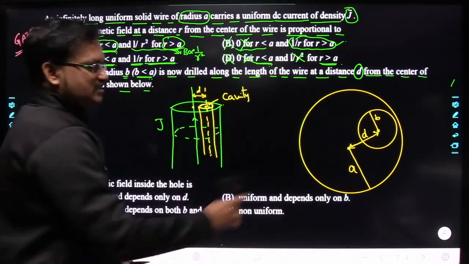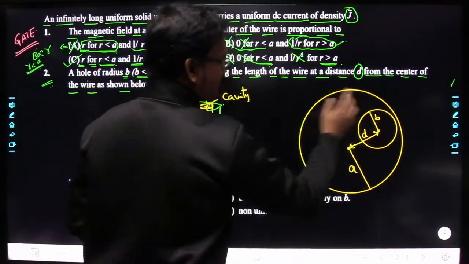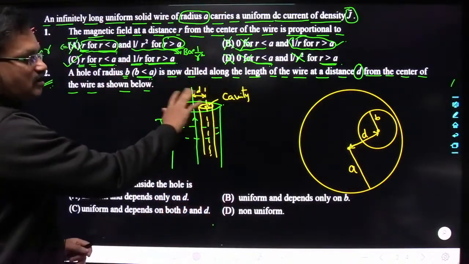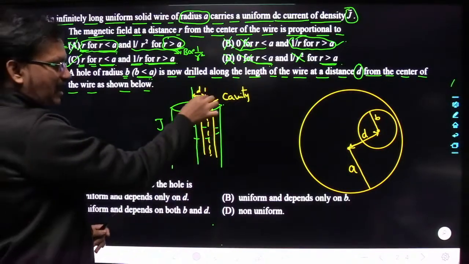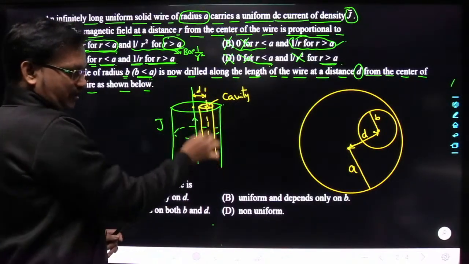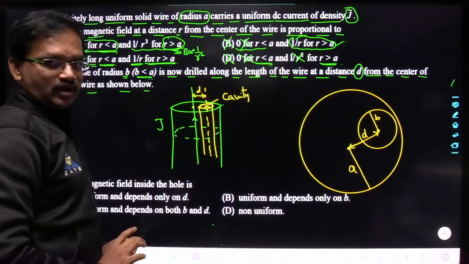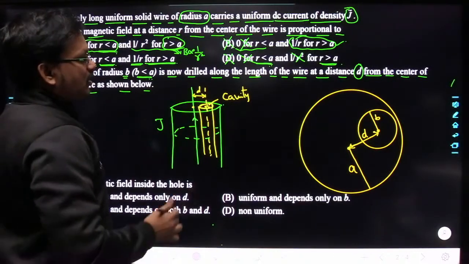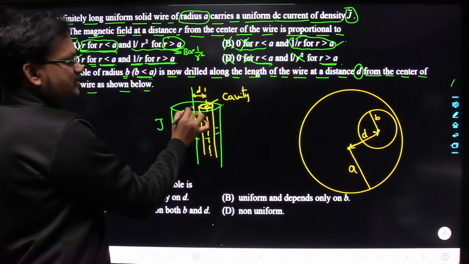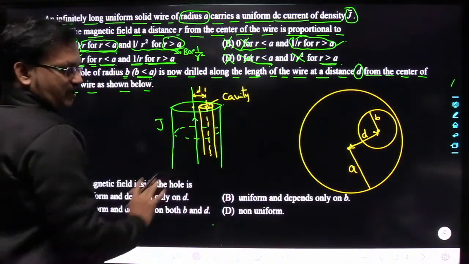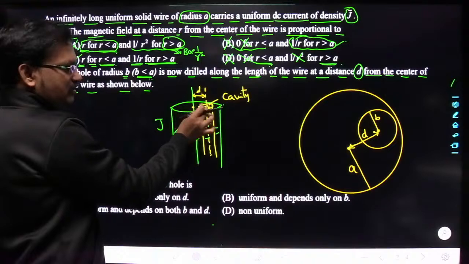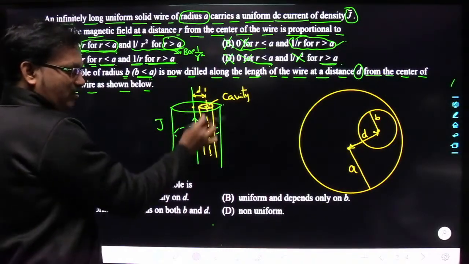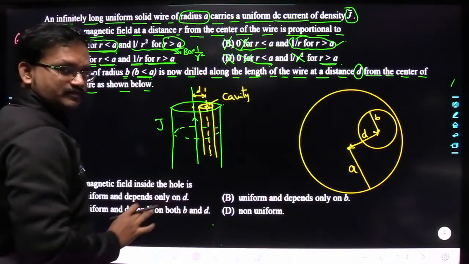This is the circular cross section of the cylindrical wire. They have drilled a cavity at some location here. So the distance between this center and this center is d. At a distance d from the center of this wire, they have drilled a cylindrical cavity or hole like this. Understood?